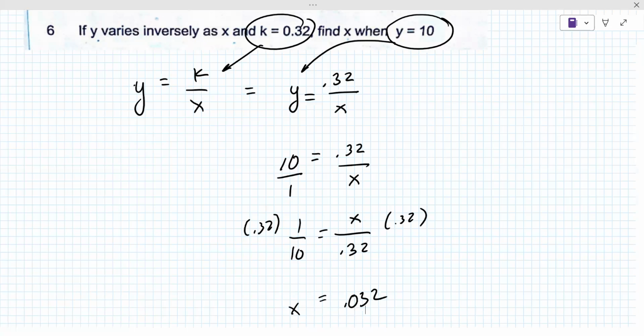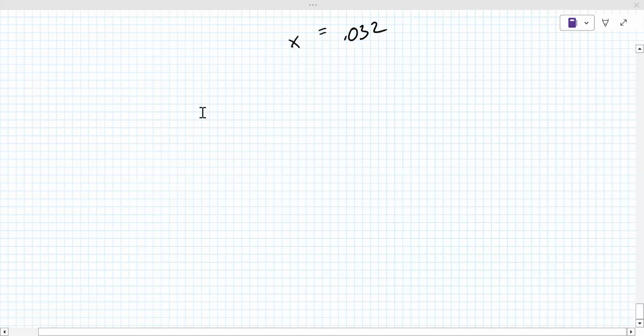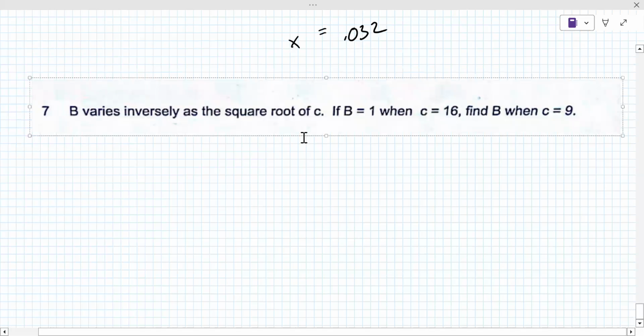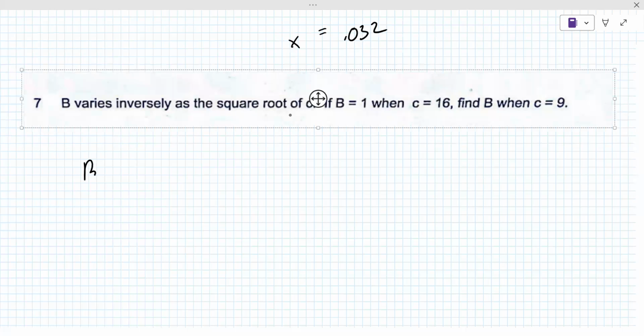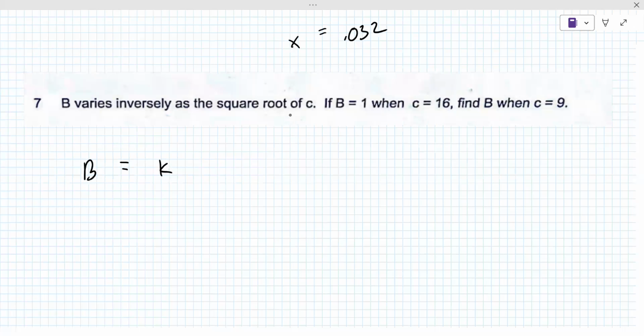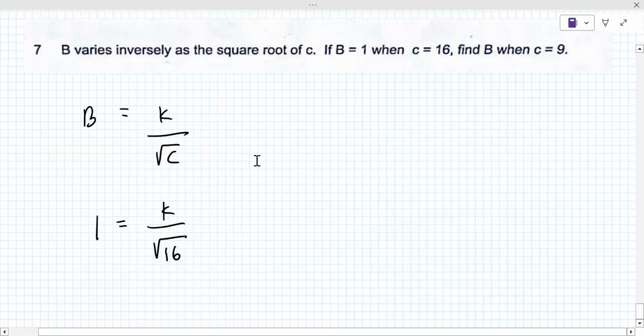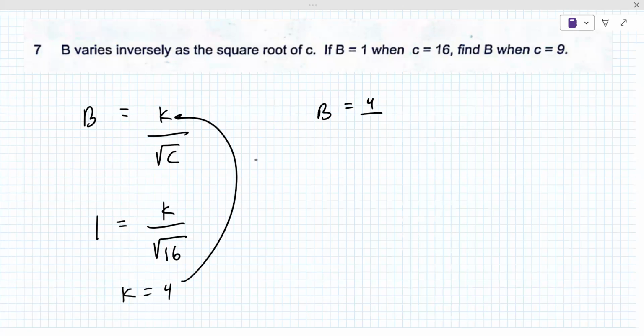All right. So number 7. I'm going to just maybe have to move through these a little faster here because I know if we don't get them done, you won't be able to get the review assignment opened. All right, so it says b varies inversely as the square root of c. And they're giving you the value of b and c. Square root of 16 is 4, so k ends up equaling 4. So you go ahead and rewrite that. b equals 4 over the square root of c.